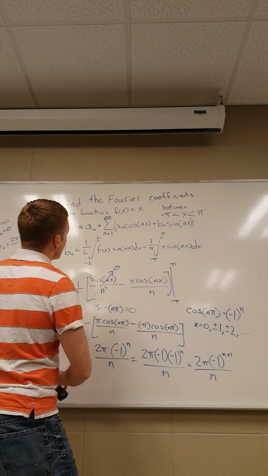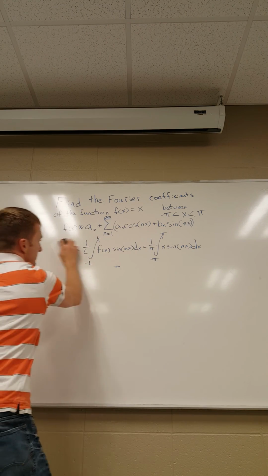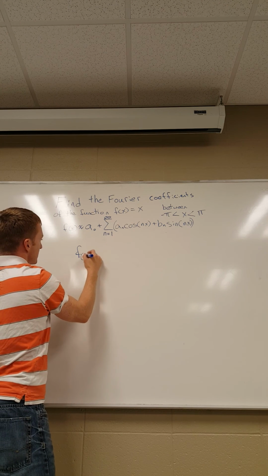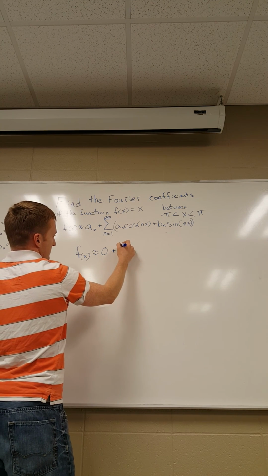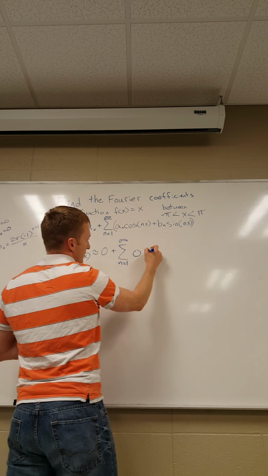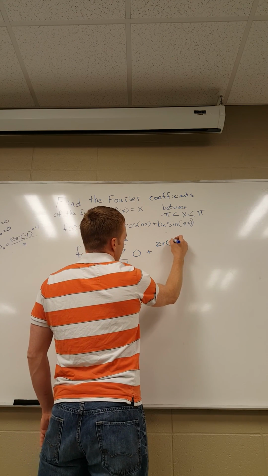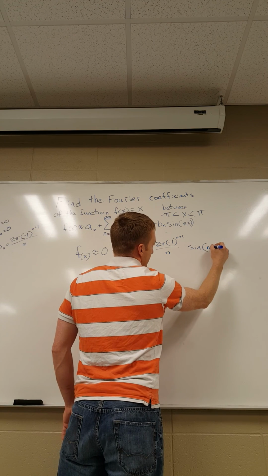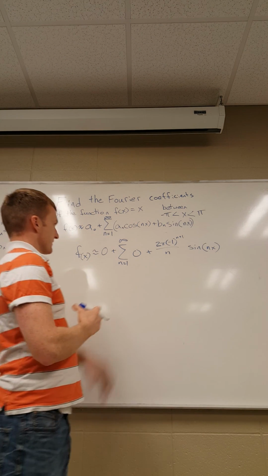We'll rewrite this with its appropriate coefficients, which makes f of x somewhat equal to 0 plus the summation from n equals 1 to infinity of 0 plus our b sub n, 2 pi negative 1 raised to the n plus 1 all over n, sine nx. And that is our final answer.